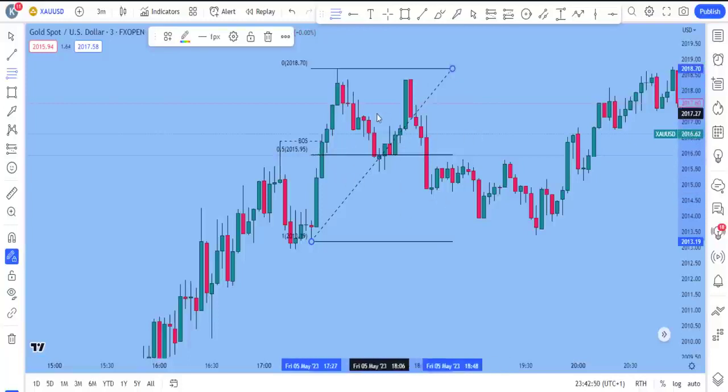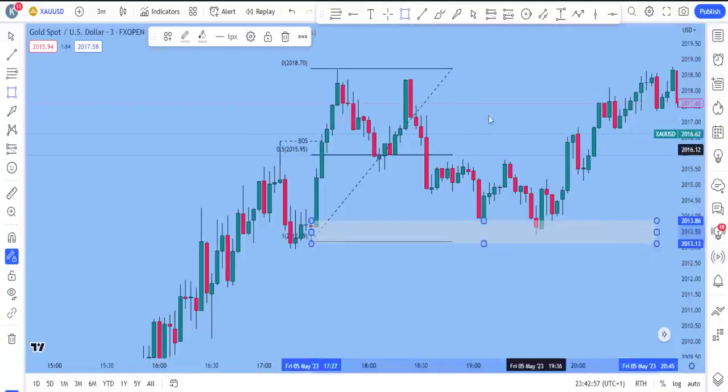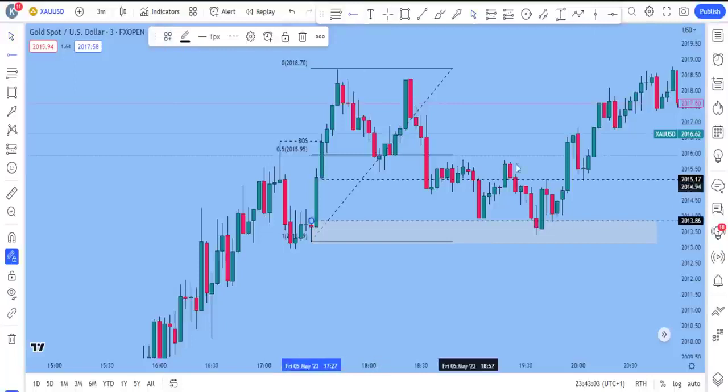We want to see price come back to what? An institutional reference point. This is an order block, a bullish order block, guys. Okay, a bullish order block. And then what else do we see? A fair value gap. This one, this very big fair value gap.